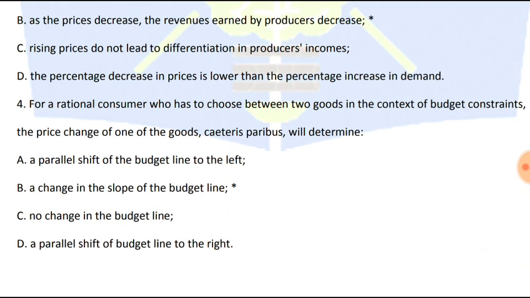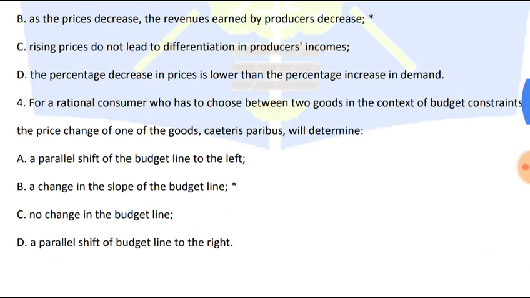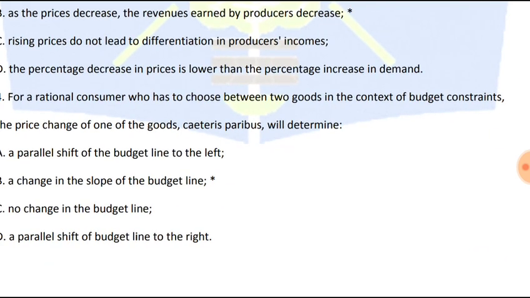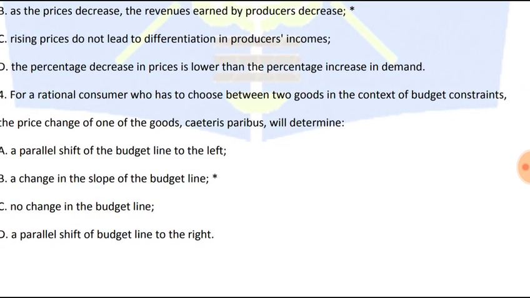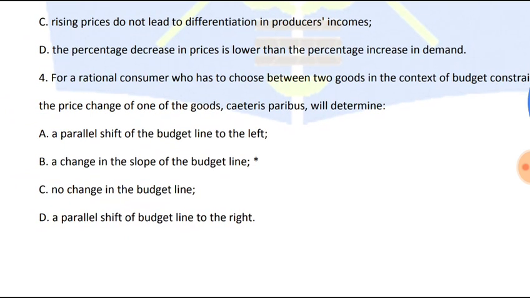The next one is, for a rational consumer who has to choose between two goods in the context of budget constraints, the price change of one good, ceteris paribus, will determine a change in the slope of the budget line.